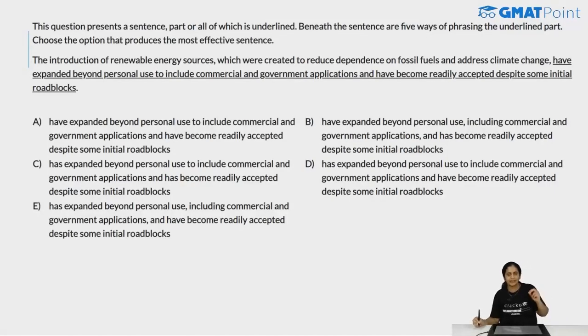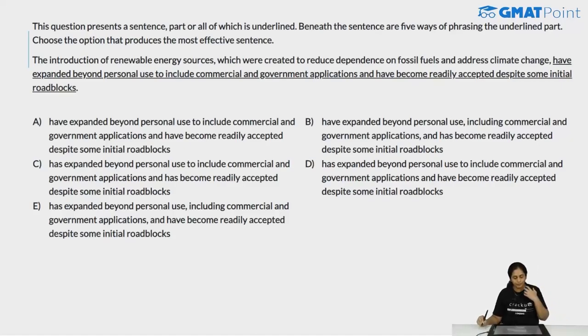In front of us is a sentence correction question where we have to find the correct way of phrasing the underlined portion of the sentence. The introduction of renewable energy sources, which were created to reduce dependence on fossil fuels and address climate change, have expanded beyond personal use to include commercial and government applications and have become readily accepted despite some initial roadblocks.